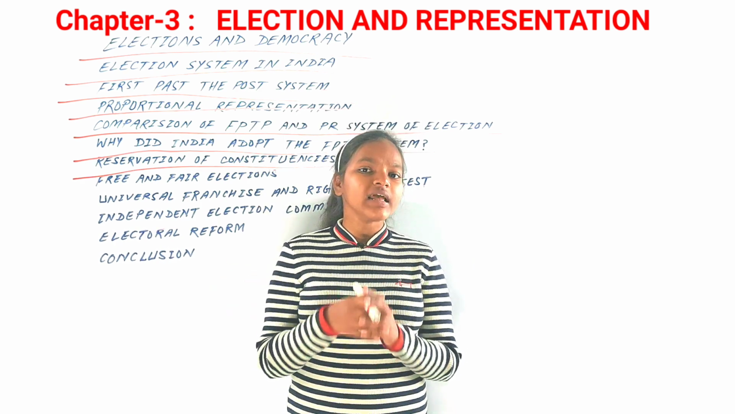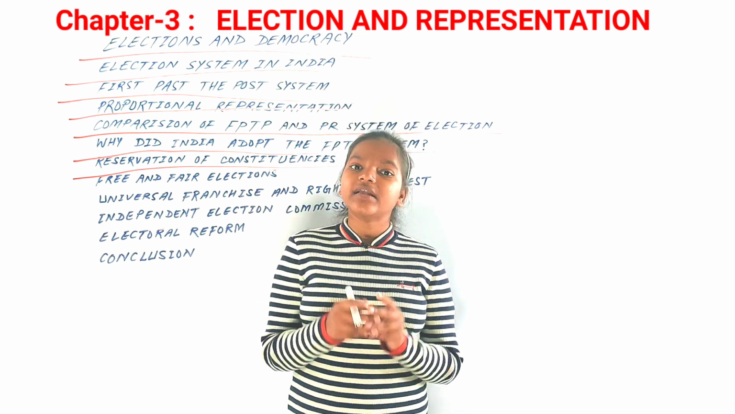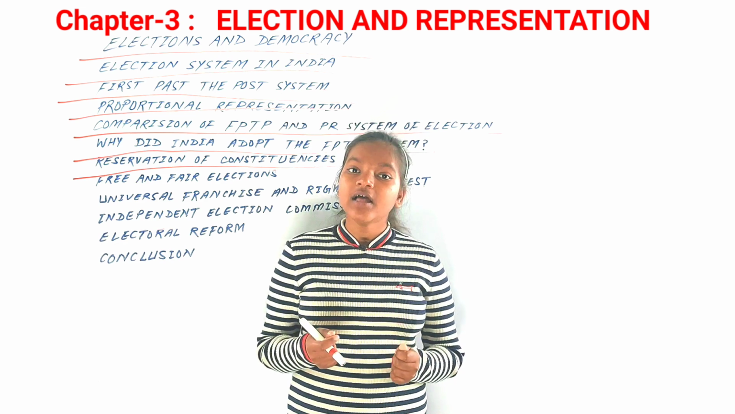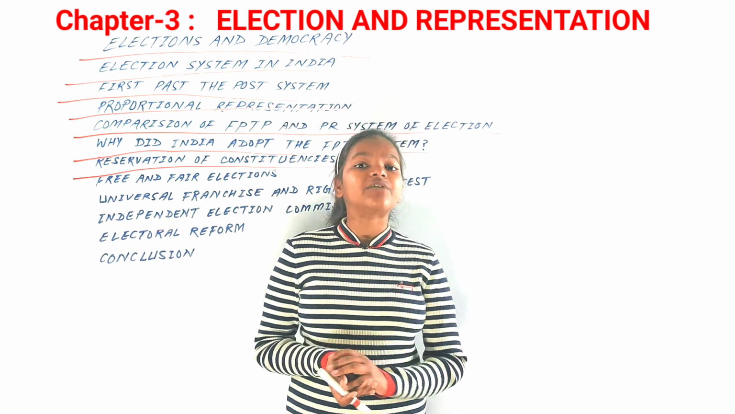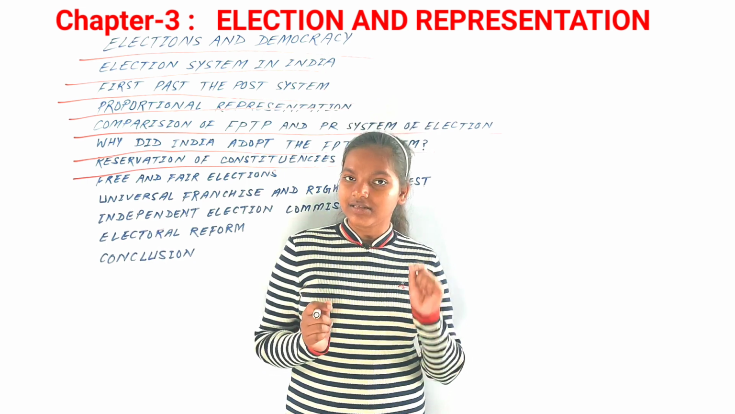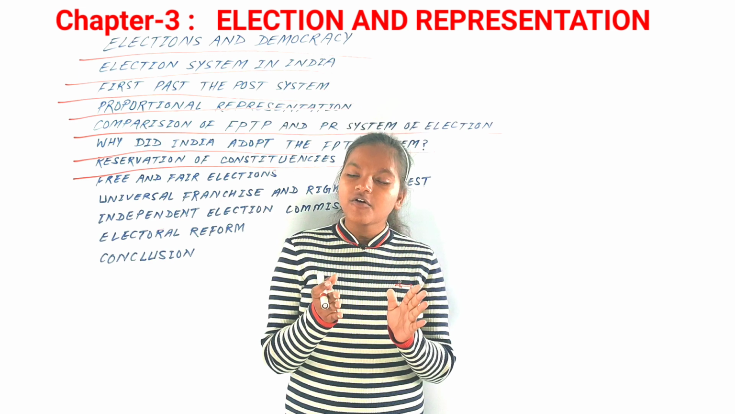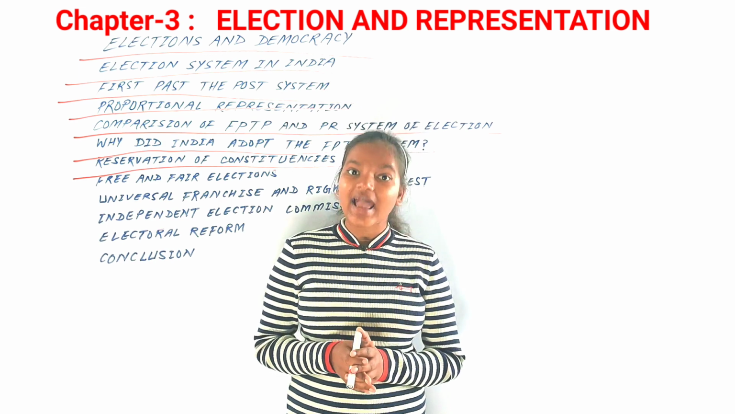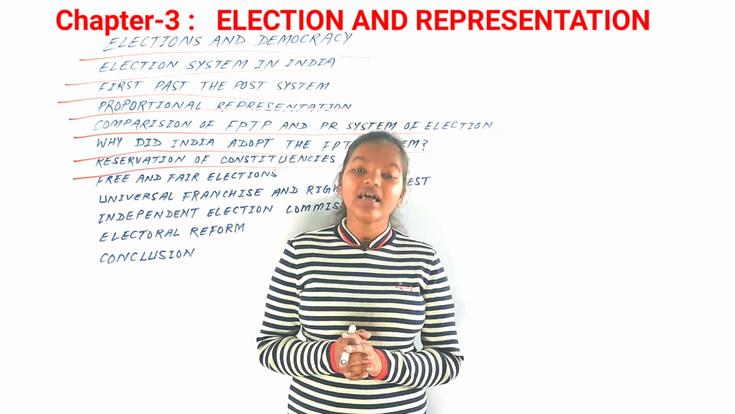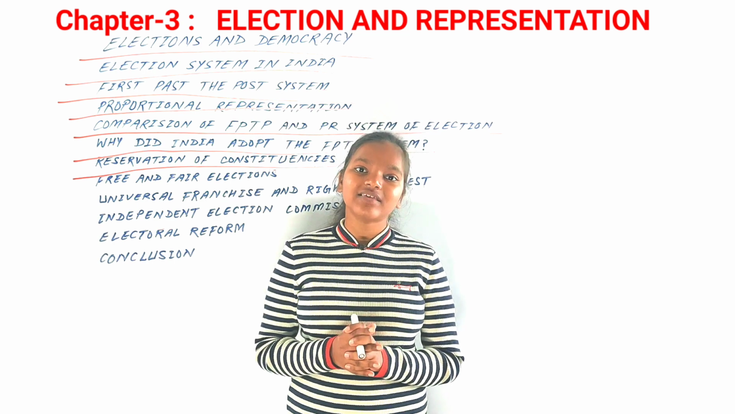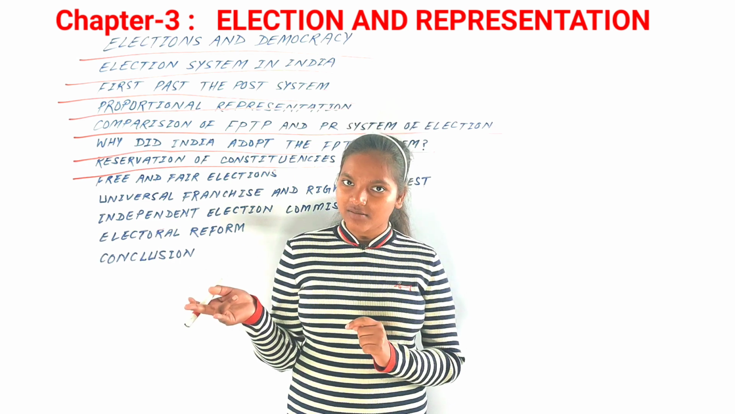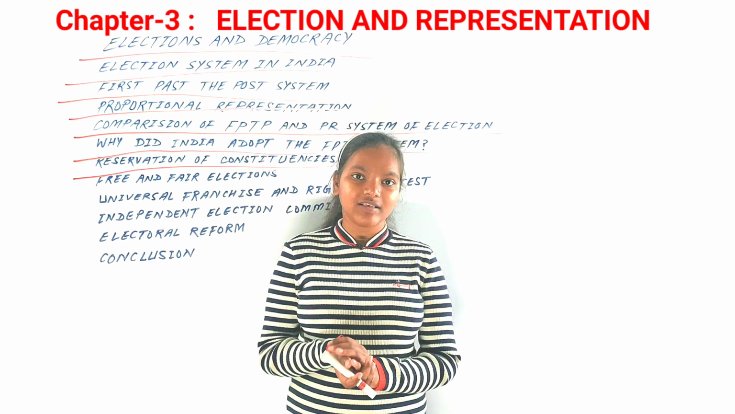Now, when reserved constituencies were first introduced in India, it was for 10 years. Then it was extended till 2020. As of now, we have reserved constituencies for scheduled castes and scheduled tribes. 84 seats for the scheduled castes and 47 seats for the scheduled tribes have been reserved in the Lok Sabha, in the parliament, for these socially backward classes.